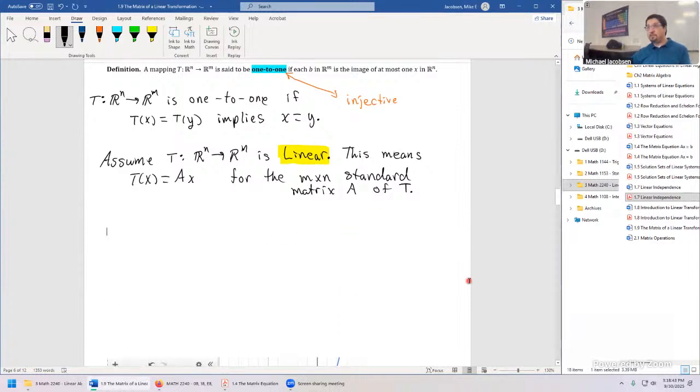Now we want to find a simple way to address 1-to-1. Let's see, how can we do that? Let's take a look into this equation. Consider T of x equals the 0 vector. So that would be one place to get started. T of x equals the 0 vector can be rewritten as A times x equals a 0 vector.